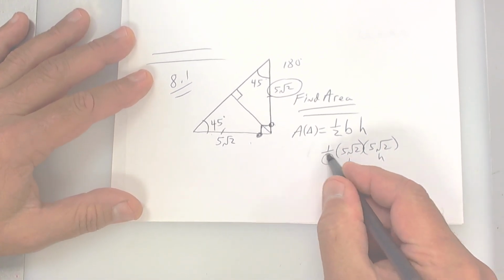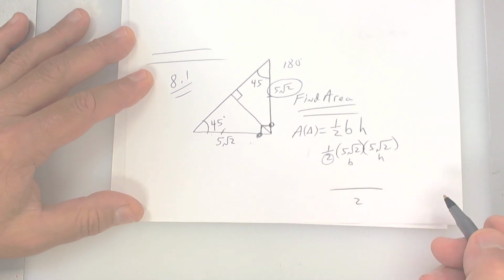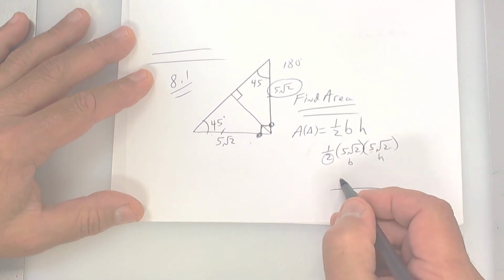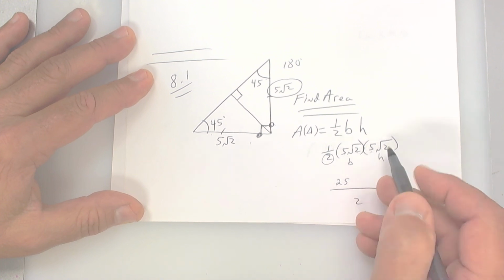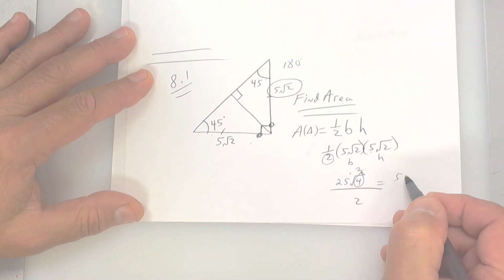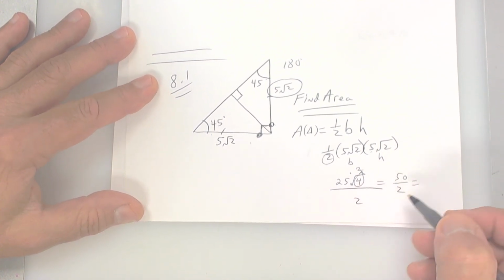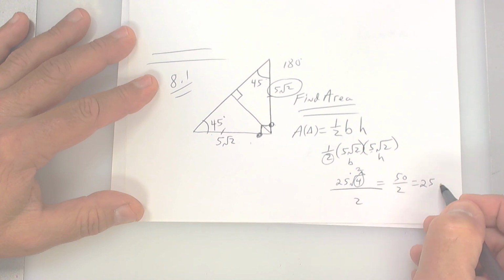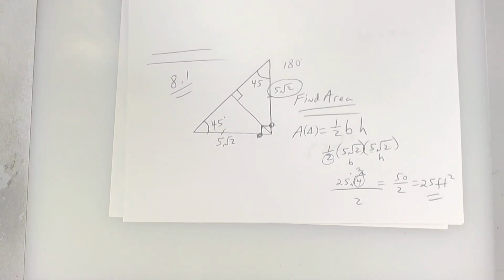So you're going to eventually divide by 2. So put a 2 on the bottom. 5 times 5 is 25. 2 times 2 is 4, but the square root of 4 is 2. So you're going to get 2 times 25 is going to be 50 divided by 2. So the area is 25 square feet or square inches. It's area. Okay, copy that down, put a star by that. All right, let's move on.